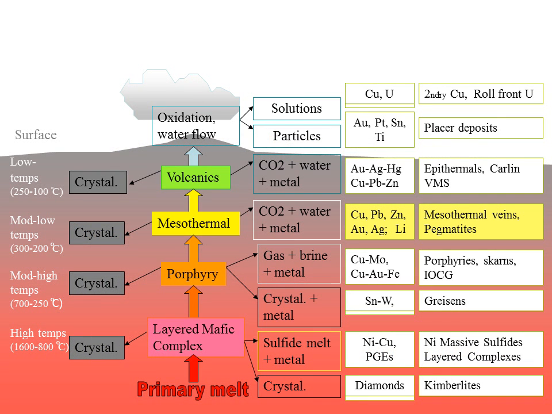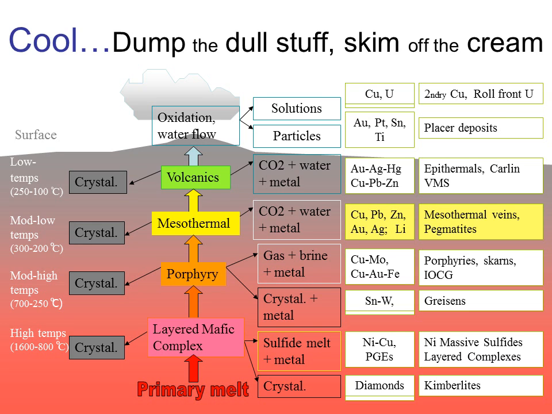You'll remember from earlier talks that nature concentrates metals by a process of partially melting crustal rocks at depth, letting the melt rise through the crust and cool, dumping the valueless materials such as feldspars on the way, and concentrating the useful materials and metals in the remaining magma or hydrothermal fluid. Cool, dump the dull stuff, skim off the useful metals.